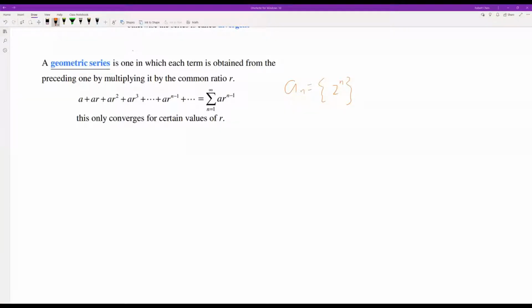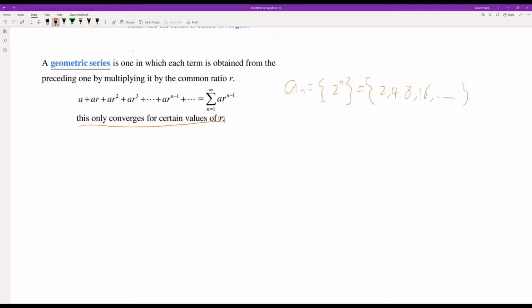All right, so this will look like what? 2, 4, 8, 16, and so on, right? Now, of course, you can see that it's actually increasing nonstop. So when you add everything together, it's going to be infinite, right? So for geometric series, this only converges for a certain value of r, right?